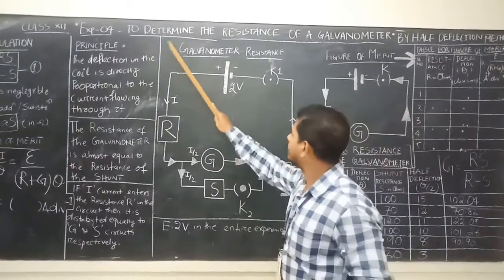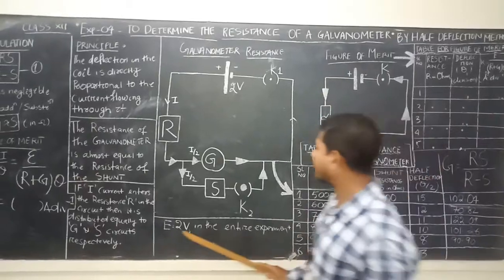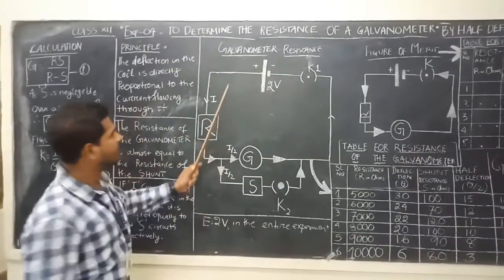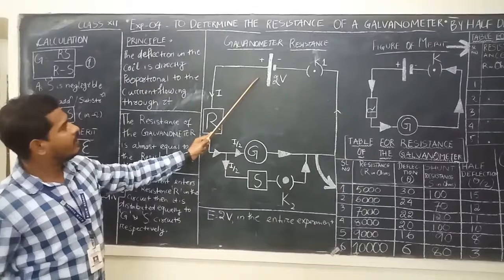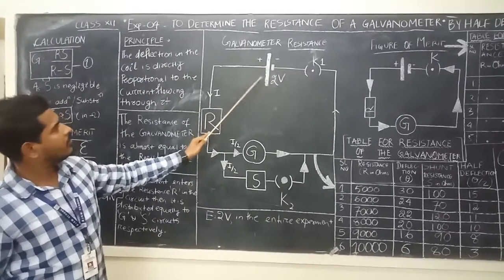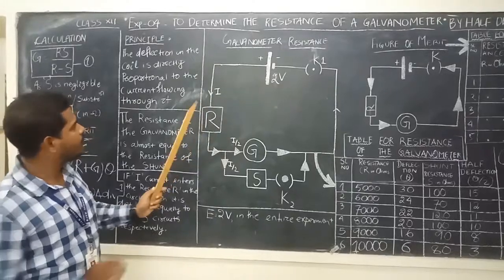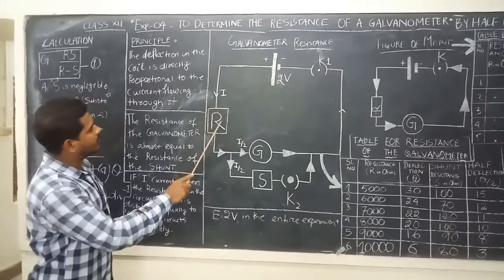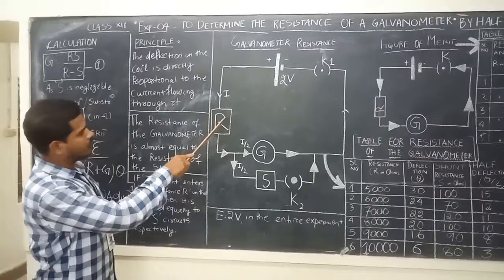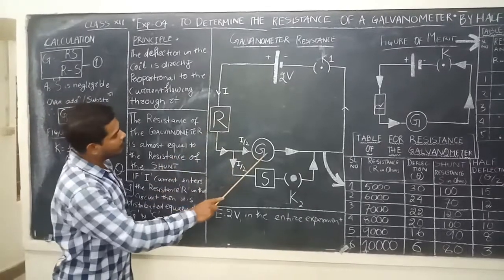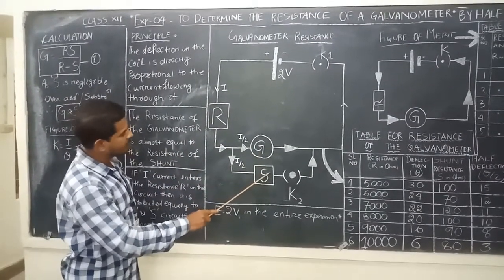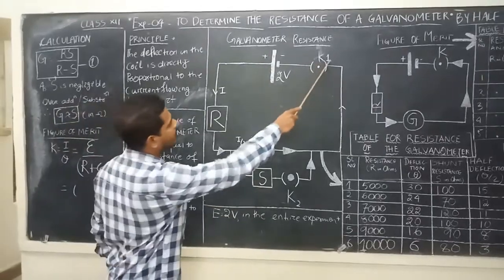Now this is your circuit diagram, the working diagram for the experiment. You can see here, this is your cell, the battery eliminator. From the battery eliminator we will give 2 volt EMF to the entire circuit. Then this is your resistance box. This is your galvanometer. This is your shunt resistance. This is E1 and this is E2.